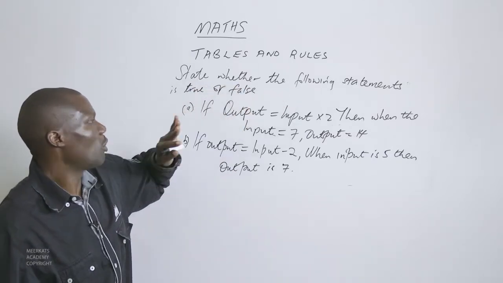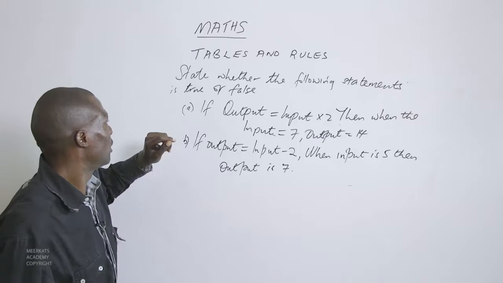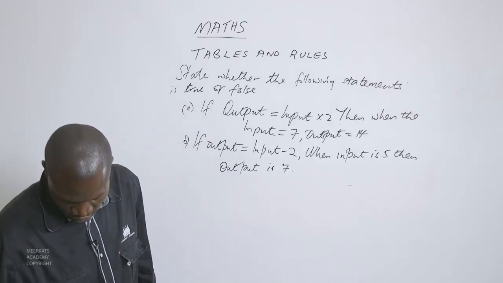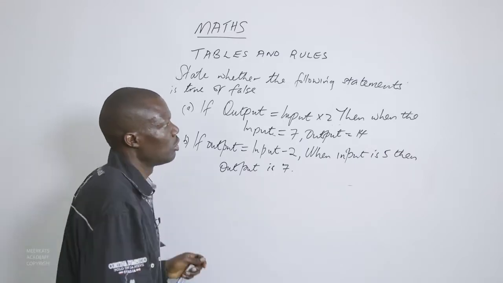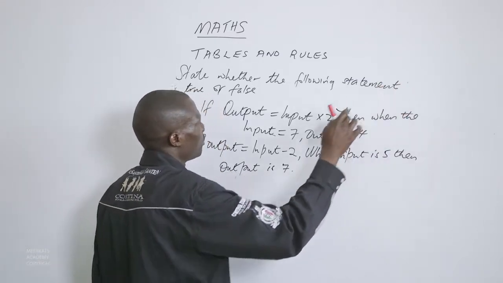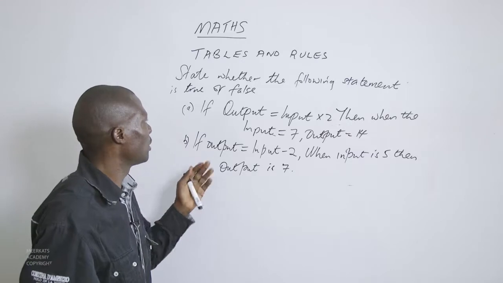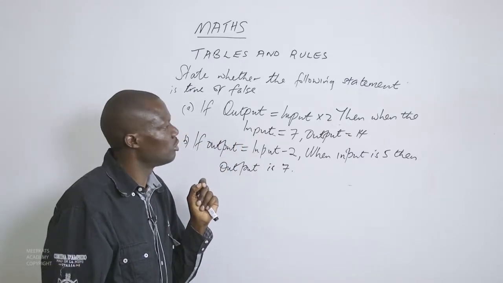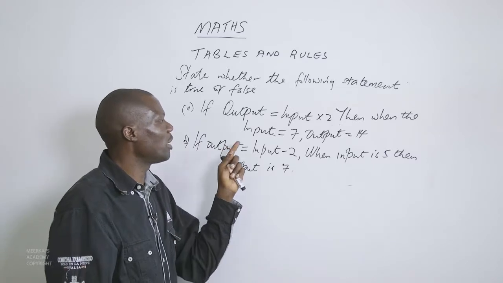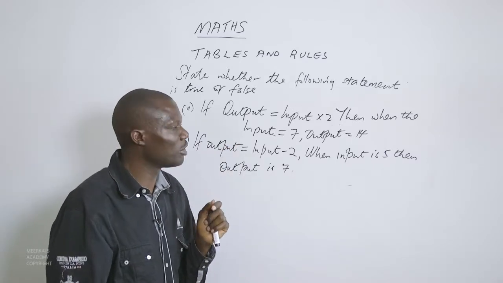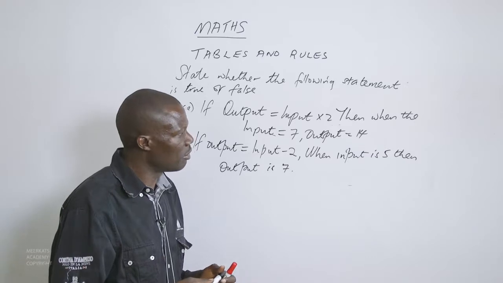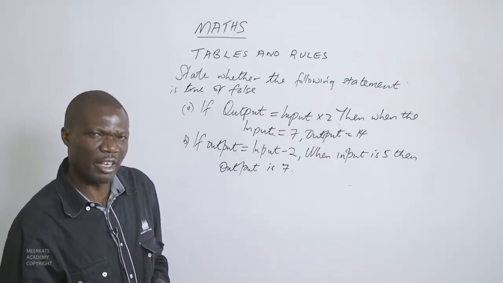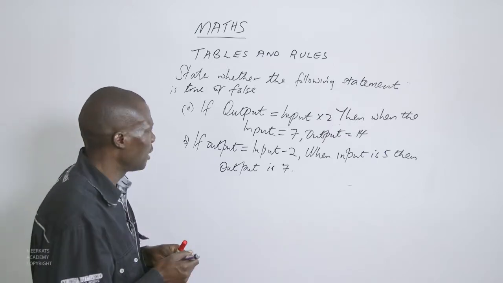State whether the following statement is true or false. Our first statement says, if output is equal to input times 2, then when the input is 7, output is 14. We need to find out. We need to substitute and see.